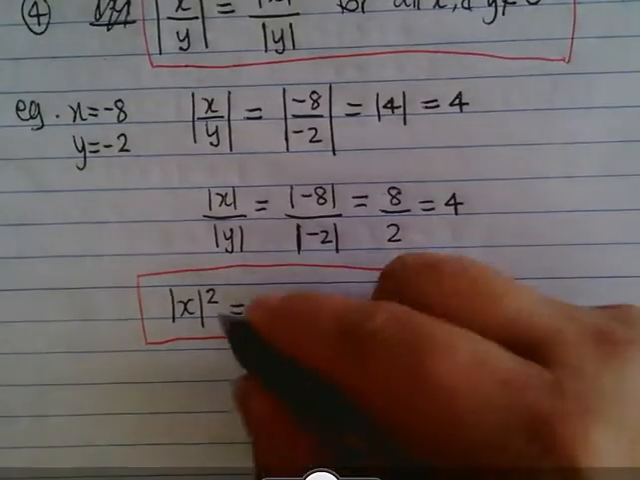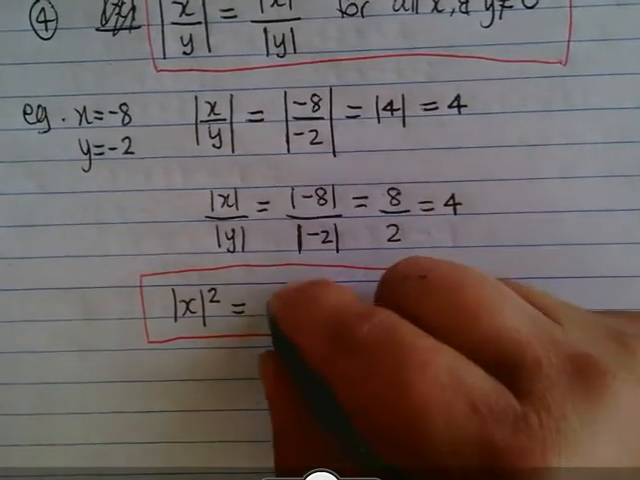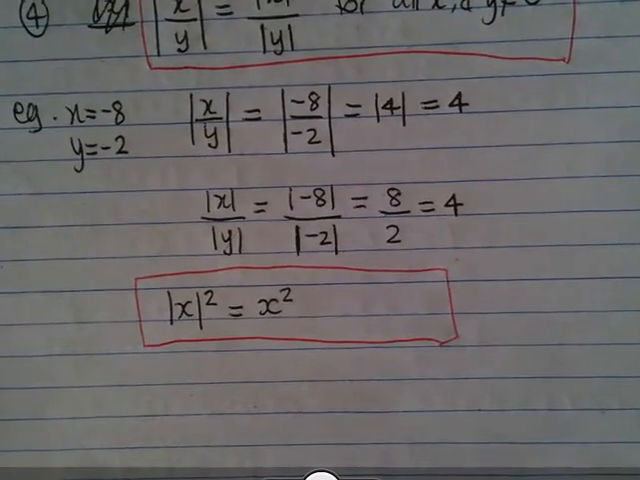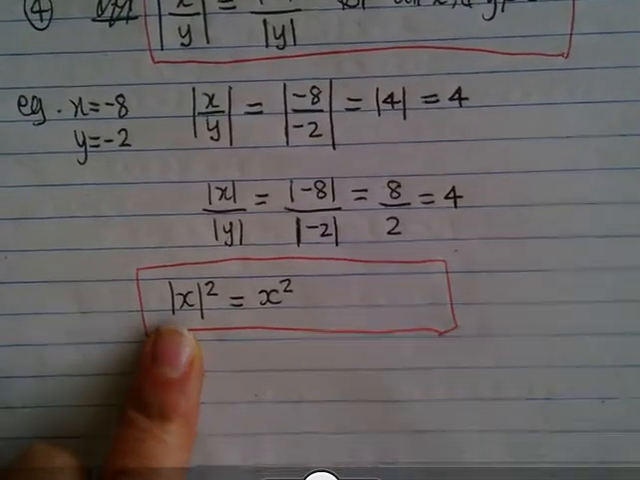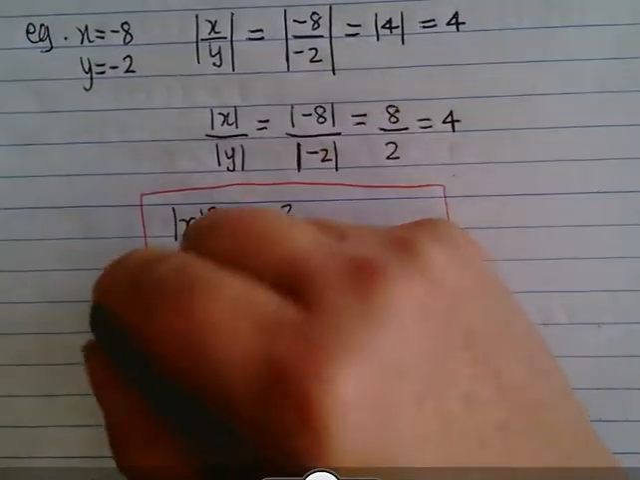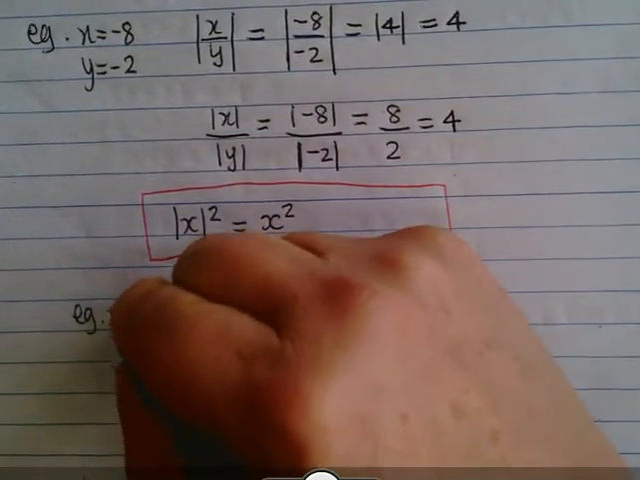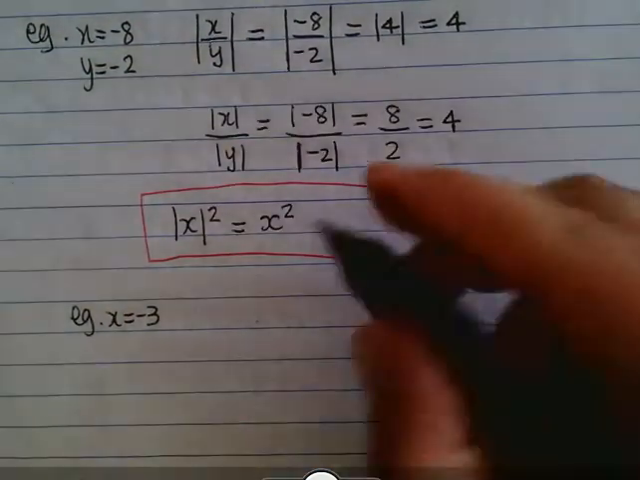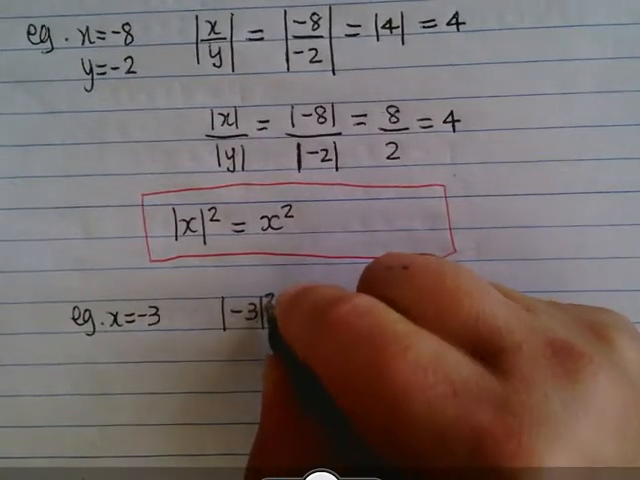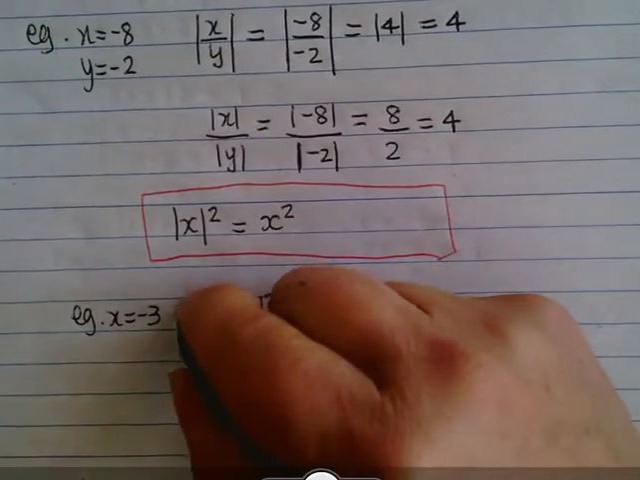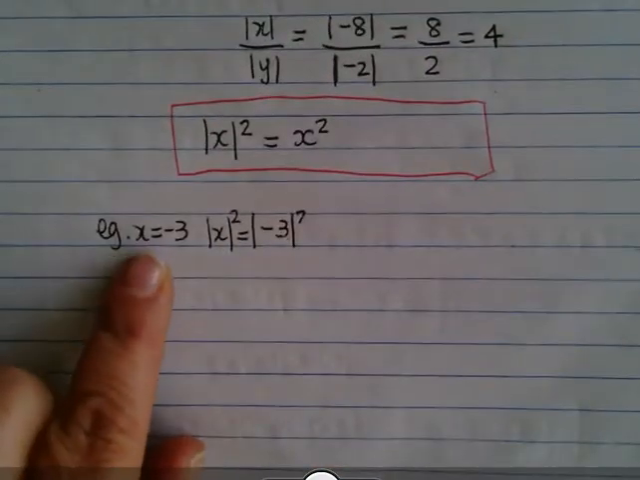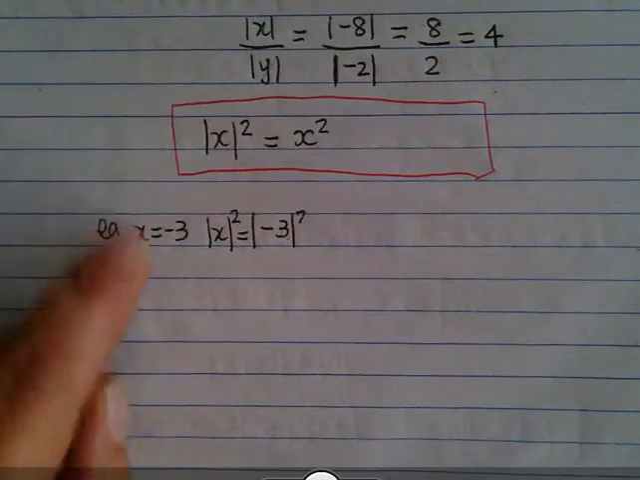The absolute value of x and then squaring it is the same as just x squared. Let's have a look. I know that's going to work with a positive number. Do you want to try it with a negative number? For all x. So, for example, if x is negative 3, let's do that side first. I'm working out the left-hand side first.